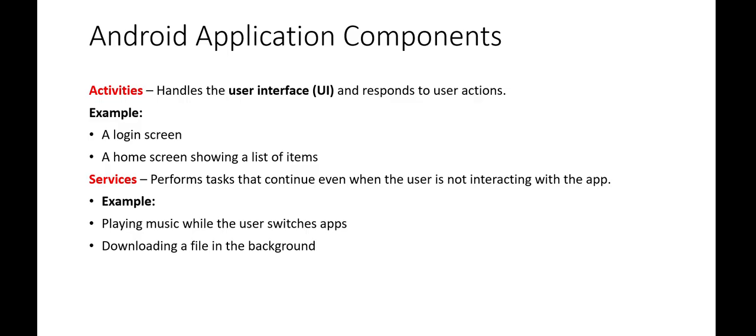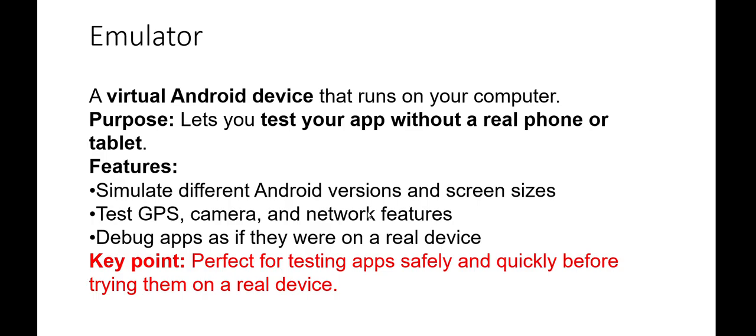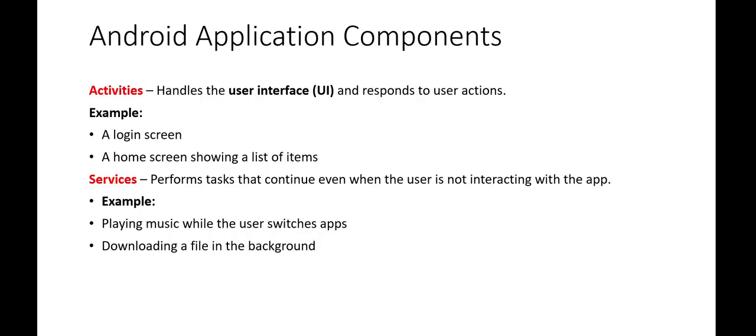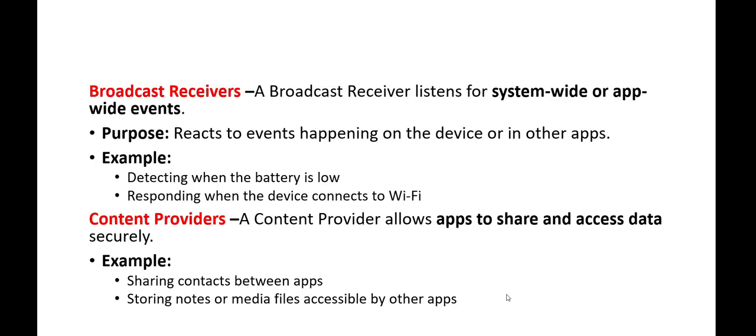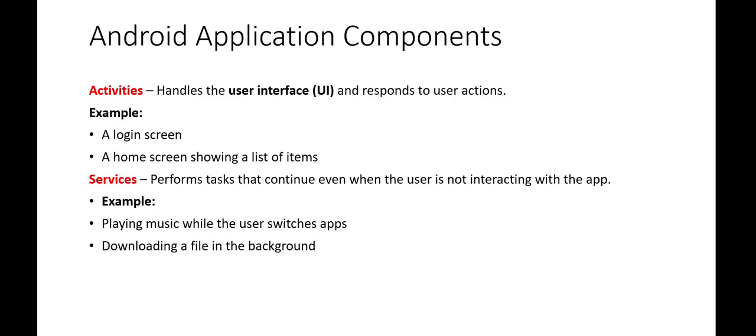Android application components. There are four Android application components. First one is activities, second one is services, third one is broadcast receivers, and the final one is content providers. Activities handle the user interface (UI) and respond to the user actions.